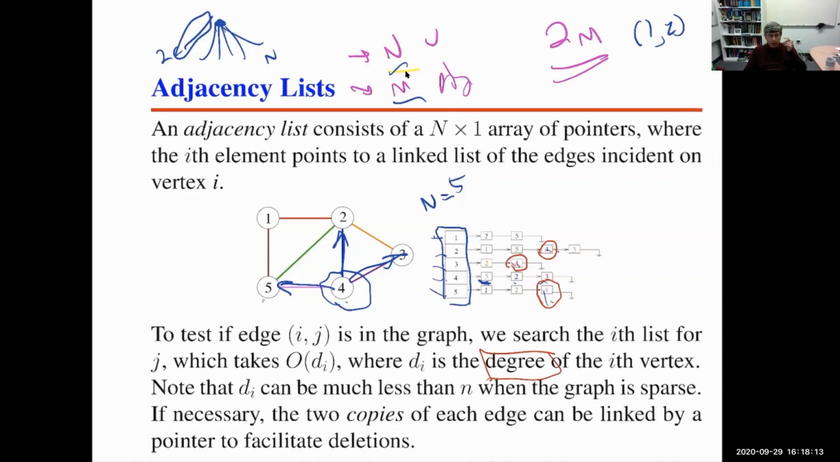The number of entries is twice the number of edges. Okay, in this case, how many edges are there? 1, 2, 3, 4, 5, 6, 7. I think that there's going to be a total of 14 entries in this list. Let's check it out. 1, 2, 3, 4, 5, 6, 7, 8, 9, 10, 11, 12, 13, 14. See where that number comes from?